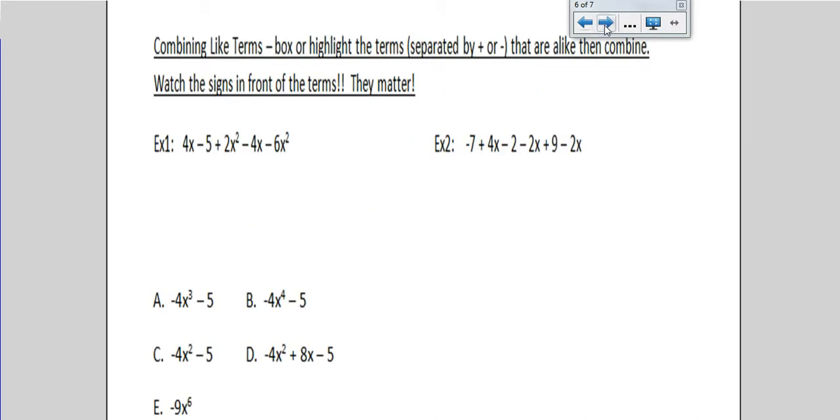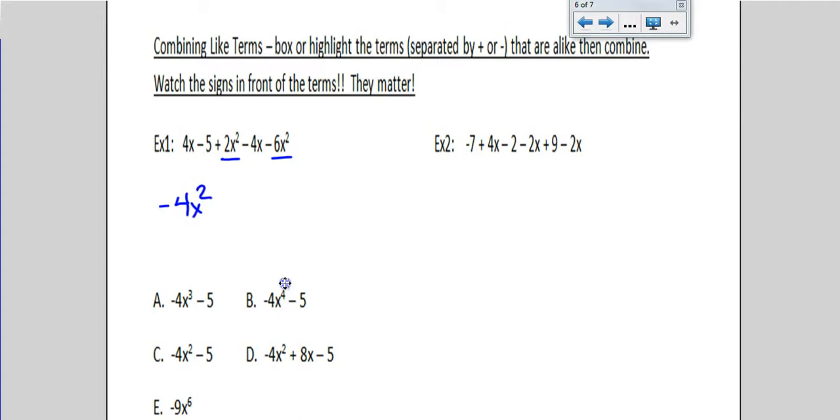Okay, our next content standard in this lesson is combining like terms. Now, this is an expression, an algebraic expression, so there's no moving things from one side to the other. There's only one side of this expression, and you're just going to smush the like terms together. So I always start with the highest degree. So 2x squared and a -6x squared, if I put those together, I get a -4x squared.